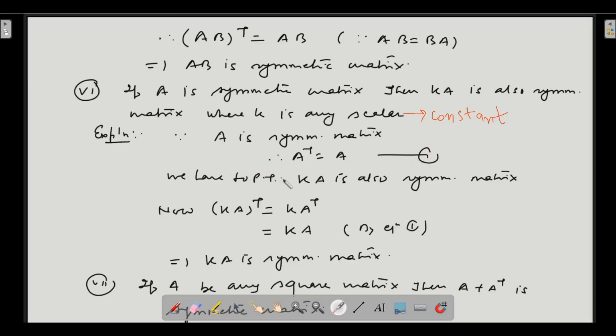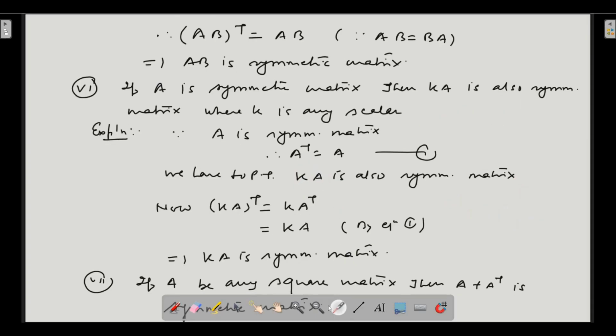Now we have to prove that KA is also a symmetric matrix. In order to show that KA is also symmetric, we will need to show that (KA) whole transpose is equal to KA. Only then can we say that it is a symmetric matrix. So we have to prove that (KA) whole transpose is equal to KA, only then it will be proved that KA is a symmetric matrix.